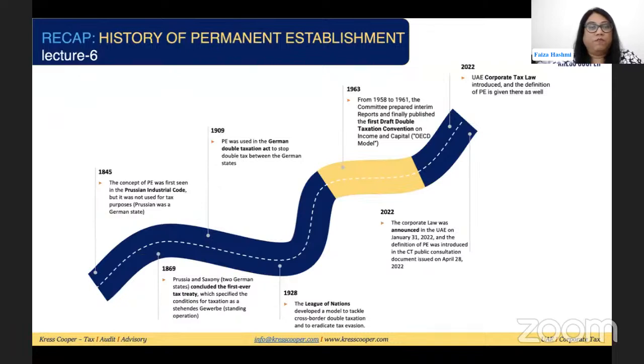So for permanent establishment, we discussed the history, that is, the concept came about in 1985, and the permanent establishment concept was discussed in our consultation document when it had come out in January in 2022. And again, it was discussed again when the law came out.